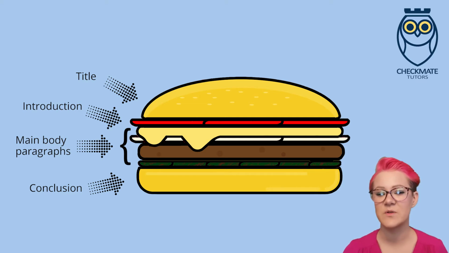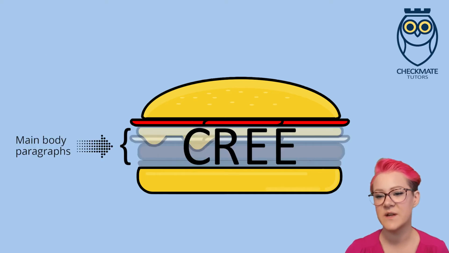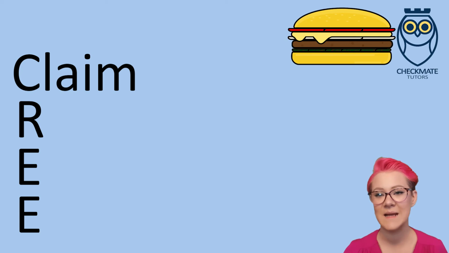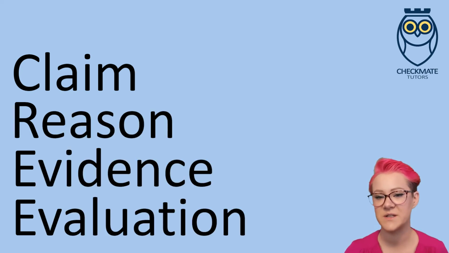At their most basic level, all paragraphs should contain a topic sentence, supporting sentences, and a concluding or linking sentence. And specifically, within the main body of EAP or university science-based essays, the CREE format is the best way to construct paragraphs that form the main body or argument section of your essay. For those of you that need a recap, CREE stands for claim, reason, evidence, and evaluation.